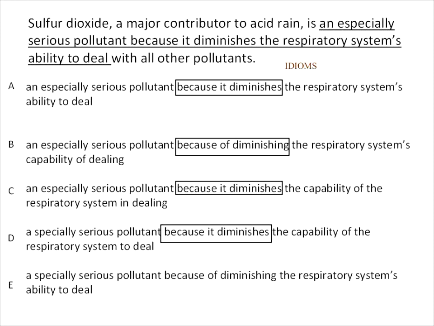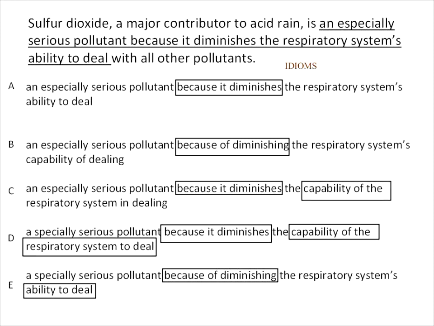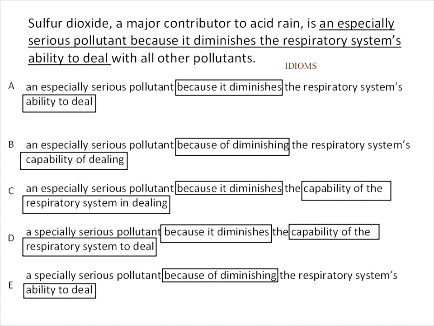There's another one in there which is ability to deal versus capability to deal versus capability in dealing versus capability of dealing. This is like the idiom of nightmares. And then there's ability to deal. So let's edit those boxes so that we can tell what's in. So that's a single idiom. And then there's also the word choice of especially versus specially.